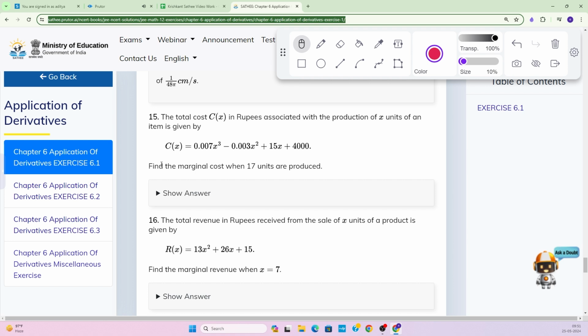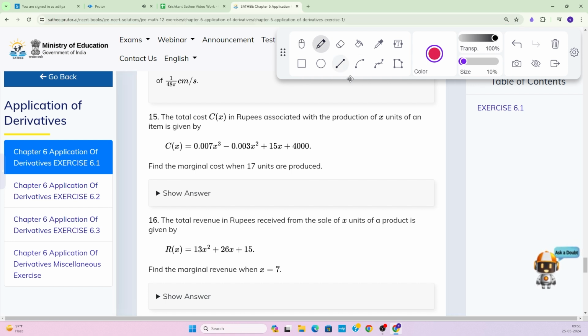So the 15th problem is saying what? The total cost C(x) in rupees associated with the production of x units of an item is given by this expression. So whenever you produce x number of units, the total cost in rupees will be given by this expression. This means you have to find the marginal cost.